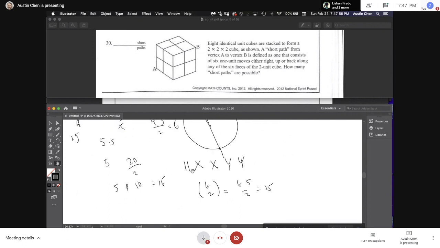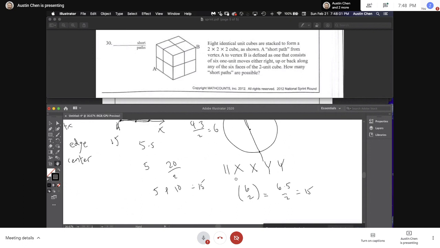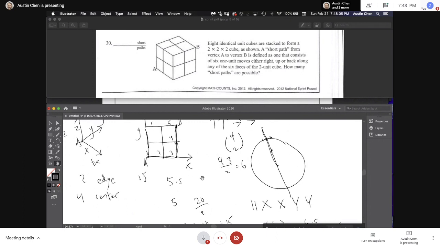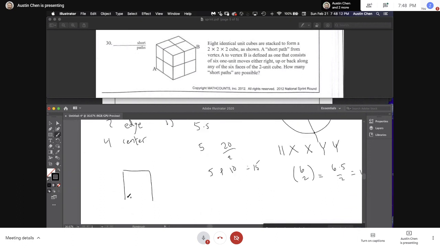Okay, but yeah, you can just do either method, and then you get 15 cases for your edge cases. Now we need to look at the center cases. Let me just draw a new 2 by 2 for this.